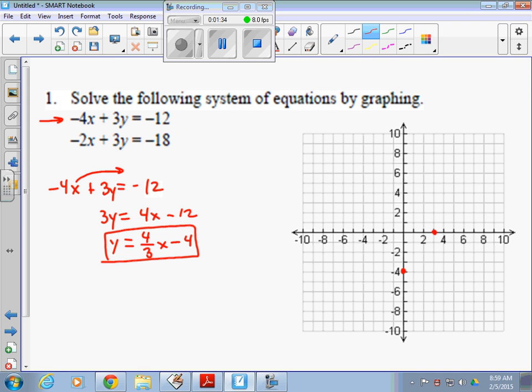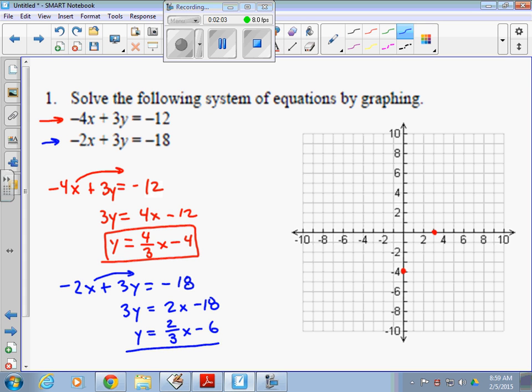The other equation, if we want to put it into a form that we're comfortable graphing, says negative 2x plus 3y equals negative 18. Move negative 2x over by adding it to both sides. 3y equals, when it moves over, it becomes positive 2x. Negative 18 is already there. Divide by 3 on both sides. y equals 2/3 x. Negative 18 divided by 3 is negative 6. Again, mx plus b, a form that we're comfortable graphing.